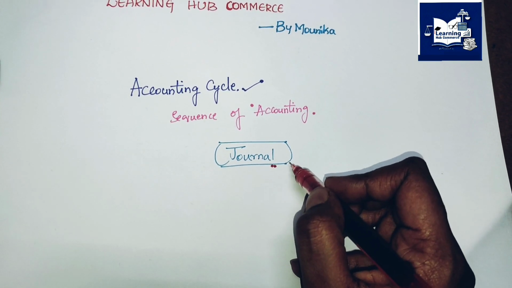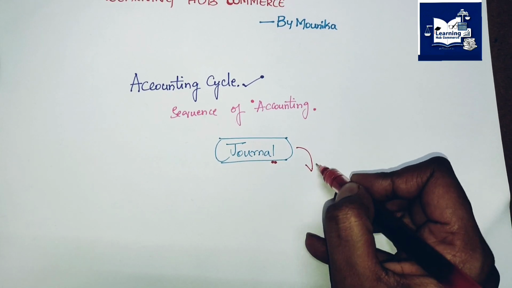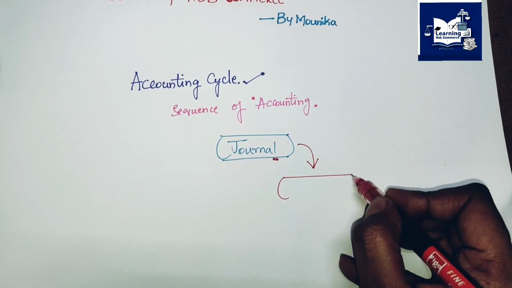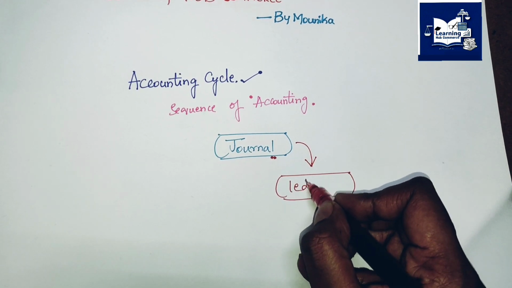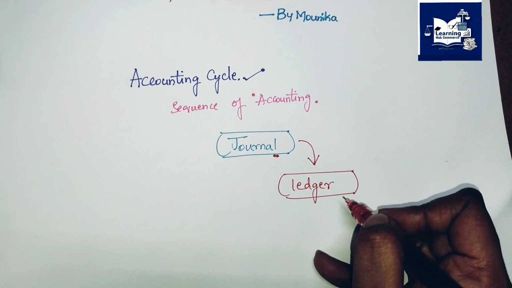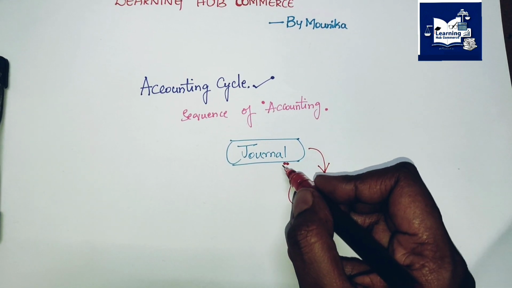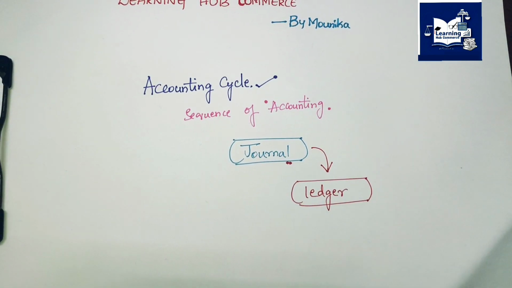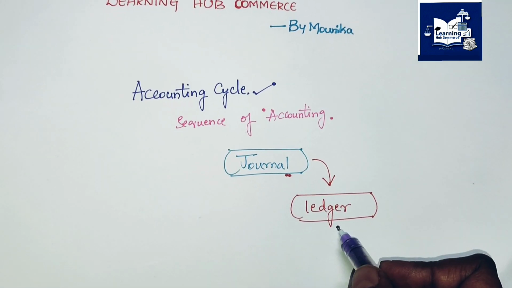So, after entering everything in the journal, we need to transfer them to the appropriate ledger accounts and then balance. So once the journal entry is made, all the entries should be transferred to ledger accounts and then it has to be balanced. So first step is journal and then second is ledger.